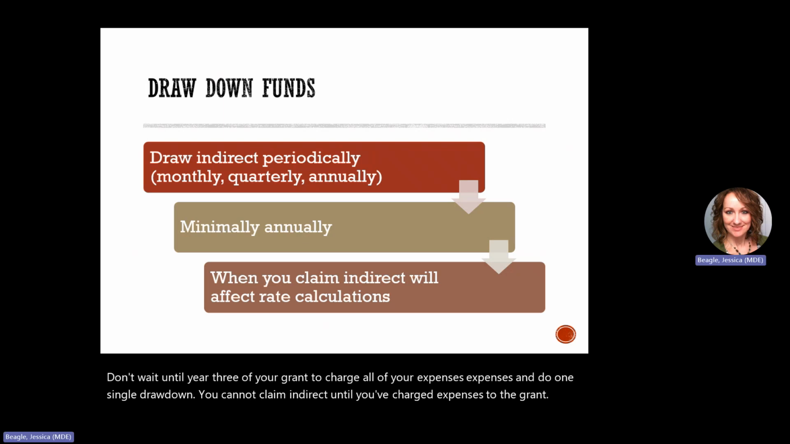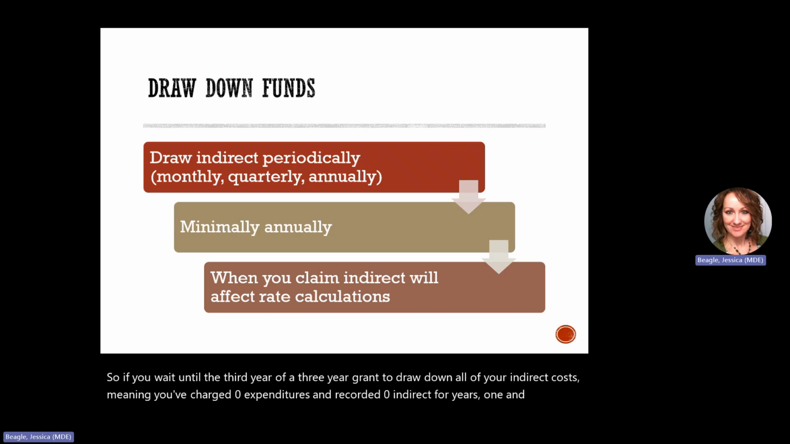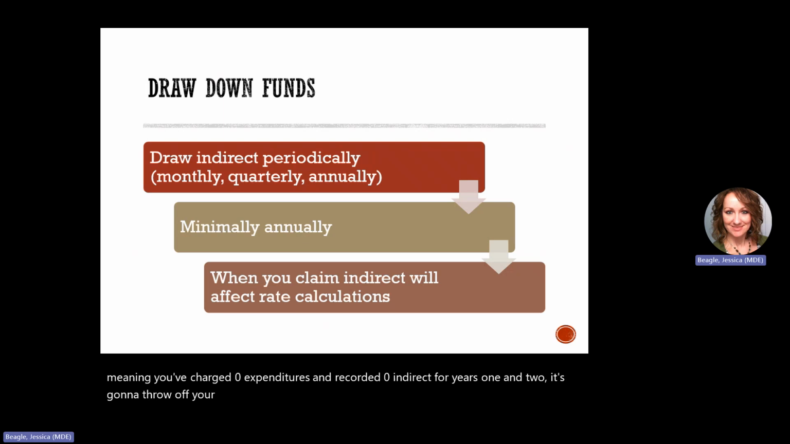So if you wait until the 3rd year of a 3-year grant to draw down all of your indirect costs, meaning you've charged 0 expenditures and recorded 0 indirect for years 1 and 2, it's going to throw off your rates, and it could cause some issues down the line. Keeping it regular helps maintain accuracy and keeps things running smoothly.